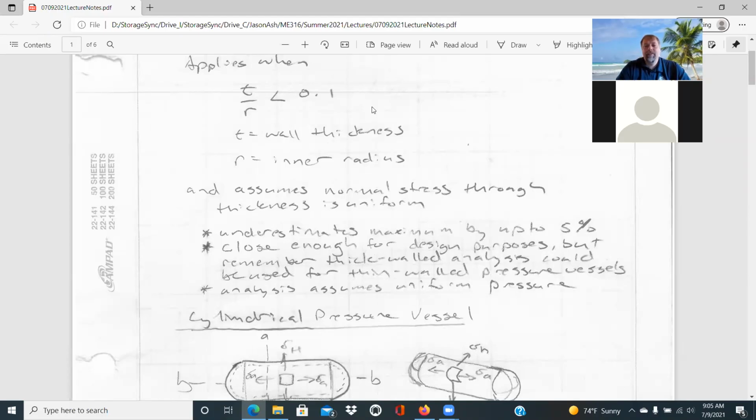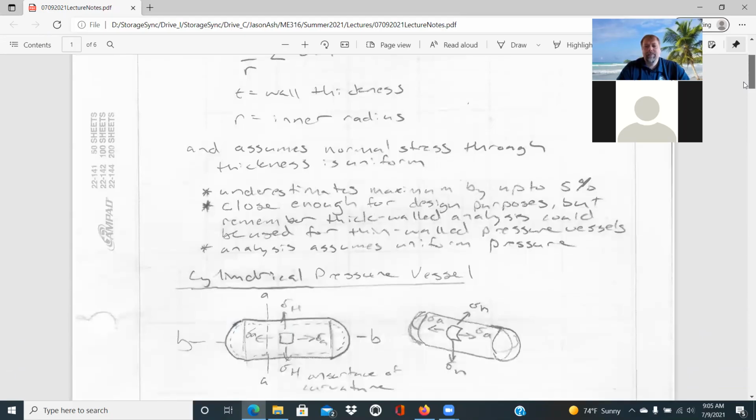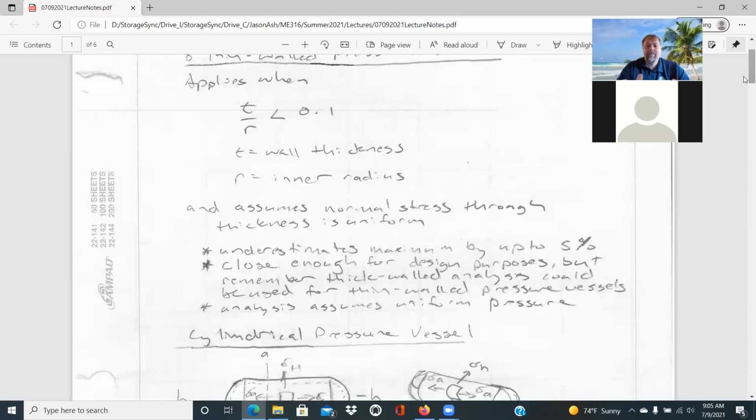The other thing to remember is that once you learn the thick-walled analysis, you could set that up in Maple or MathCAD as a worksheet. You can apply the thick-walled analysis to thin-walled pressure vessels if you're concerned with the error associated with the thin-walled analysis. And also the analysis assumes a uniform pressure, which is pretty standard when you have pressurized gas contained in a pressure vessel. That's going to reach a common pressure inside there.